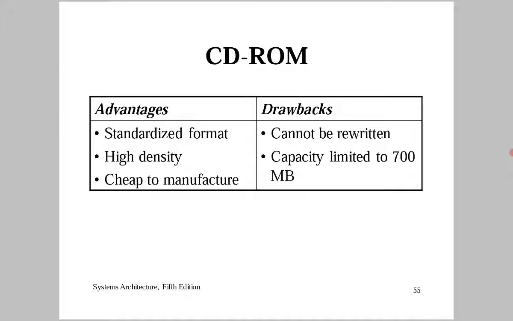So what are the advantages and the disadvantages or drawbacks of CD-ROMs? Advantages: standardized format, high density, cheap to manufacture, meaning the cost price is very low, and high density means the storage capacity is high. Drawbacks: cannot be rewritten, there is no rewrite option, and capacity is limited to only 700 MB.